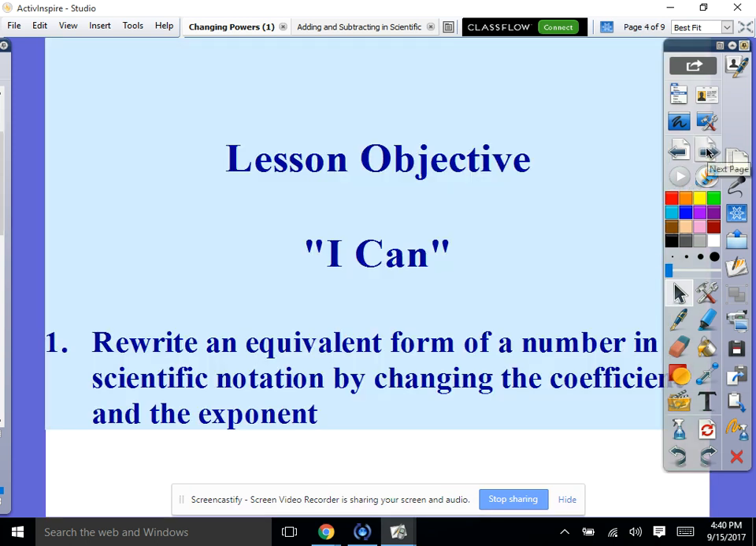Your lesson objective today that you need to pause the video and write down is to rewrite an equivalent form of a number in scientific notation by changing the coefficient and the exponent. While you're writing that, this is just a lead up lesson to adding and subtracting, which we will do tomorrow. When you're adding and subtracting in scientific notation, your powers of 10 have to be the same. So today's lesson is just learning how to change those powers to get ready for addition and subtraction.